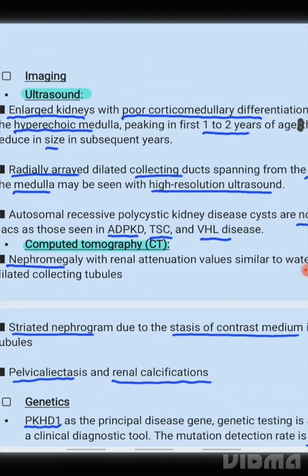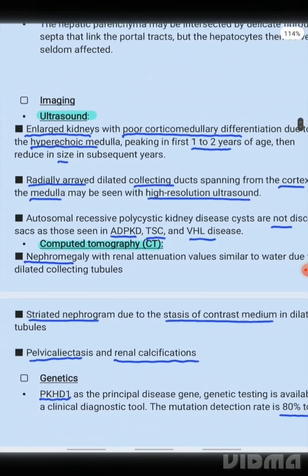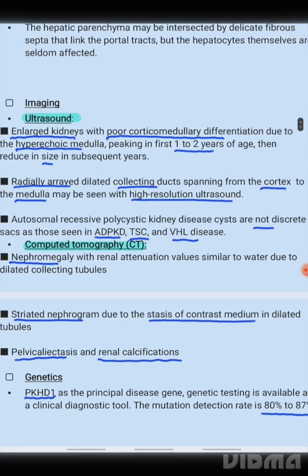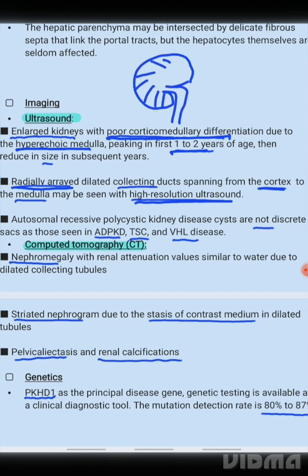So far as diagnosis is concerned, diagnosis is by imaging. Imaging shows poor corticomedullary differentiation and a hyperechoic medulla in children aged 1 to 2 years. Subsequently, there are radially arrayed dilated collecting ducts from the cortex to the medulla on a high resolution scan. If you see, there will be some radial arrays. If you take a cross section of this, it will appear like that.